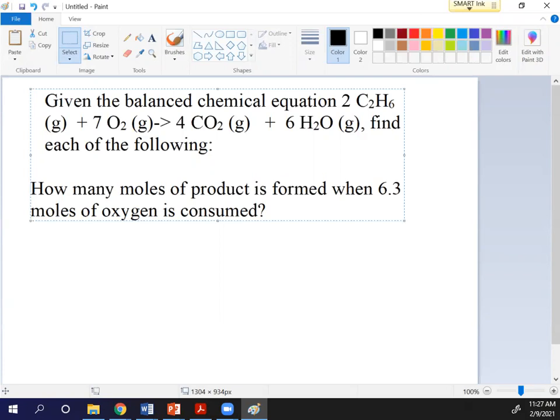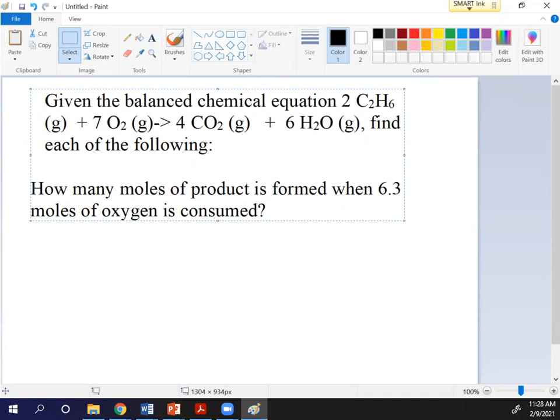All right, given the final balanced equation, find each following. Here's the question. How many moles of product is formed when 6.3 moles of oxygen is consumed? So my known substance here is clearly oxygen, isn't it? That's what I know about. What is my unknown?